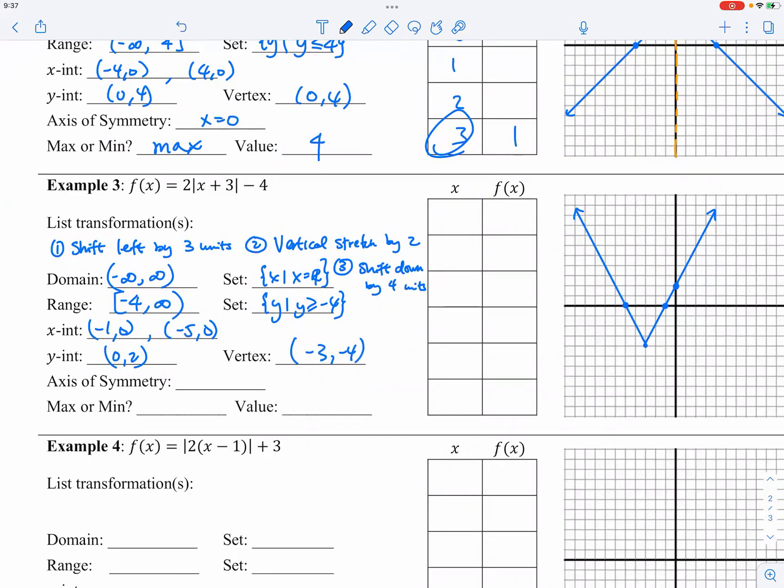All right, let me pause a moment right here. Are we good with all the info here so far? Okay, if you have a good graph, you get all the info very easily. Axis of symmetry, it's going to be x equals -3. Okay, that's a line that splits the graph into 2 halves. Okay, and then max or min, there will be a minimum with a value of -4.